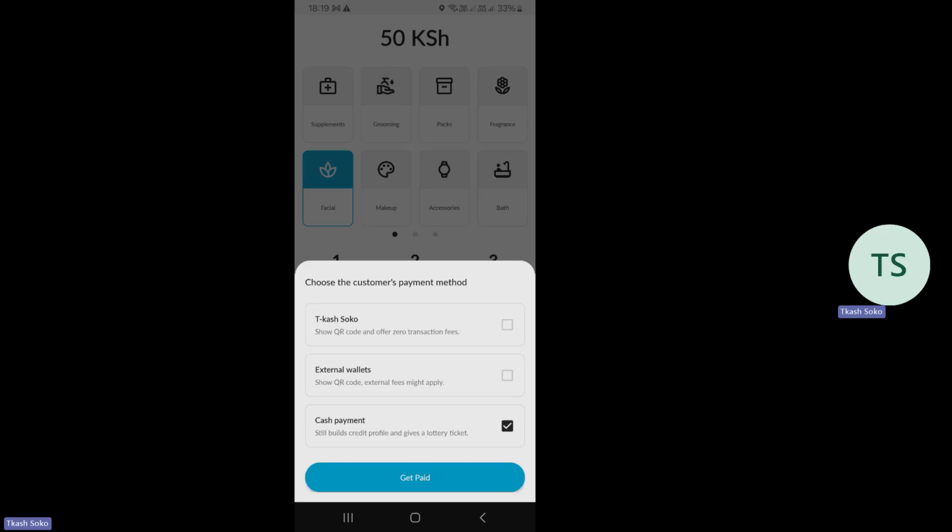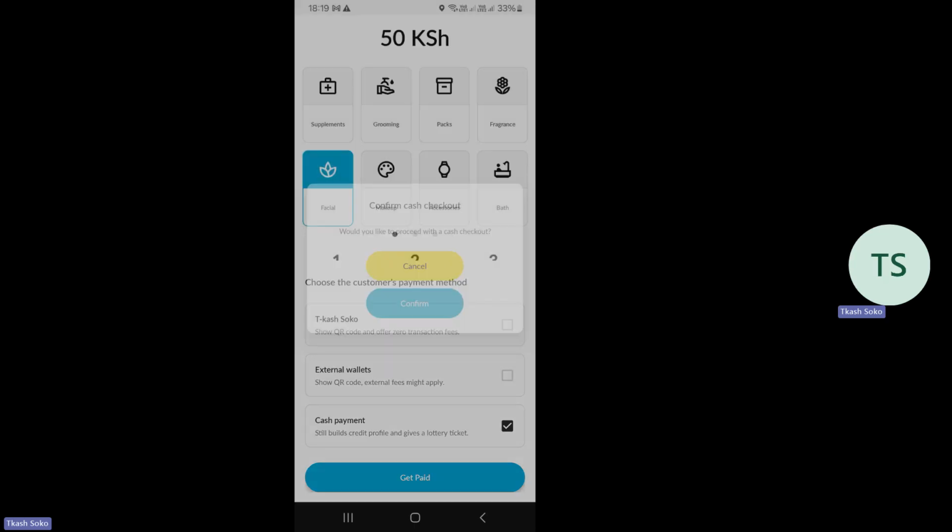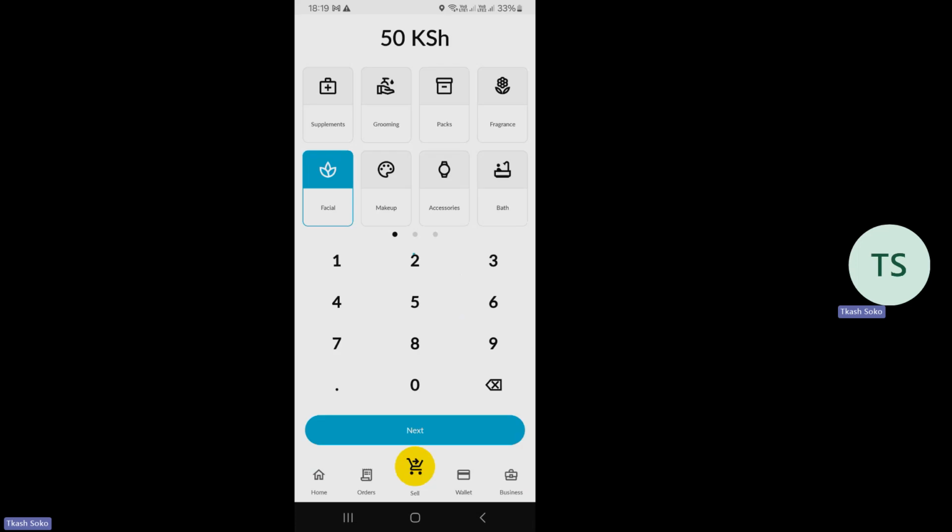When I take it, it will say get paid, meaning I should be paid the money. Once I press get paid, it tells me to confirm. I will just confirm. And of course, you can see it is showing a tick. The purchase has been completed, and this is today at 6:19 p.m. And the service fee for the cash payment will be deducted from my next digital checkout, or I can choose to pay the fee now.